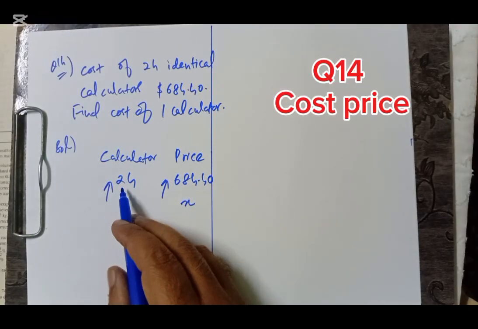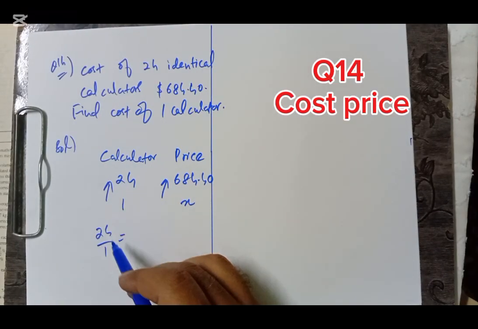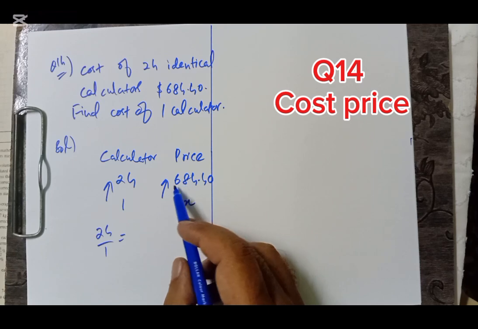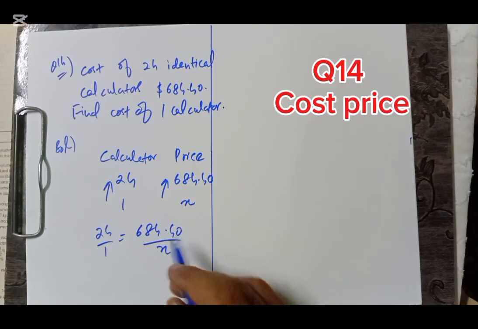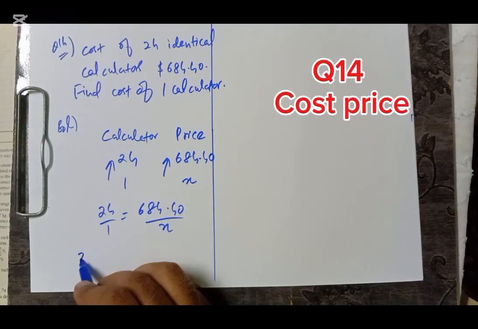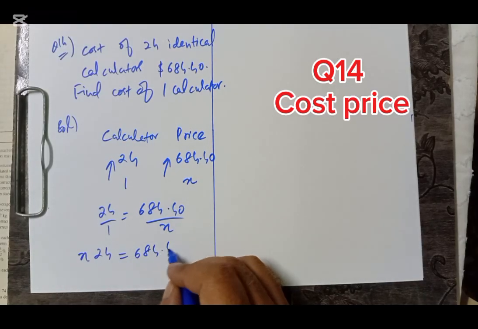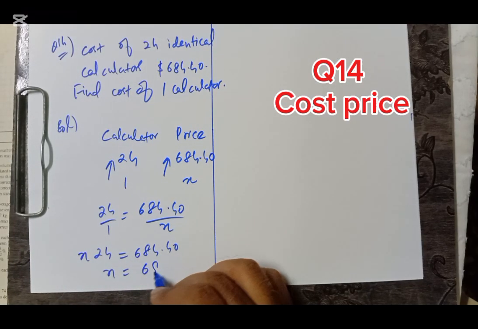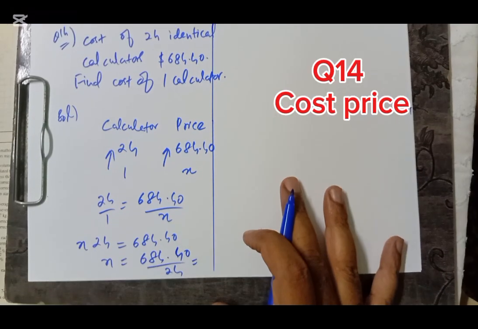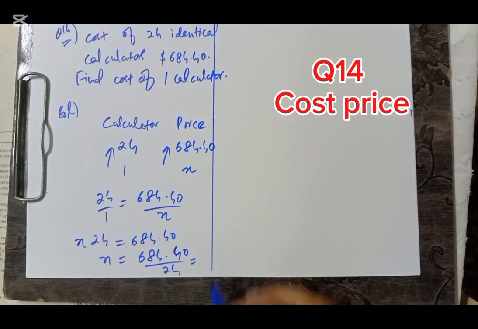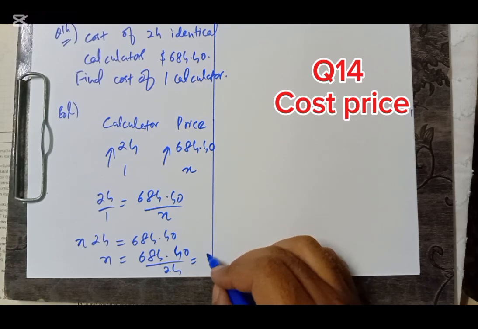If I make a fraction with the help of the first arrow, 24 by 1, that is top by tail, and here also top is 684.40 divided by tail, this is X. So if I do the cross multiplication, X into 24 is 684.40 and X is 684.40 divided by 24. Again, to save time, I'm using the calculator. So this is approximately $28.51.